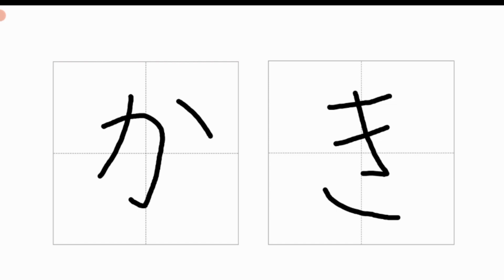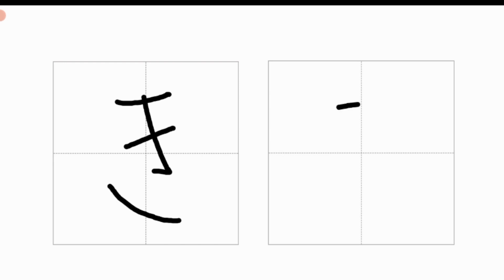So pay attention to each stroke as I draw. First, draw a short horizontal line at the top. Second, draw another short horizontal line below the first one. Third, draw a vertical line down from the middle. Fourth, draw a small curve to the left at the bottom.